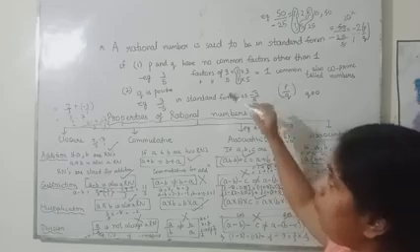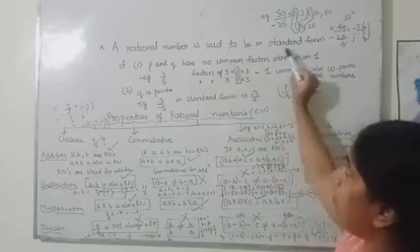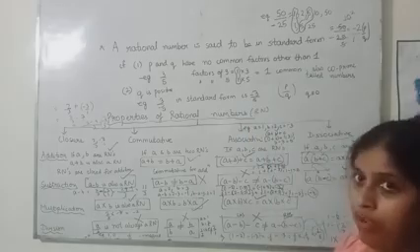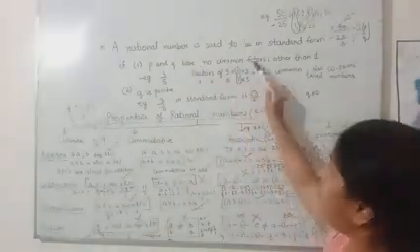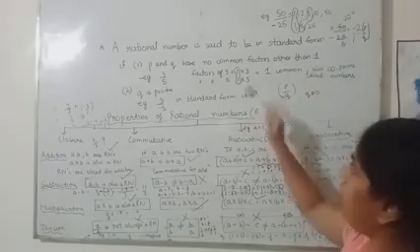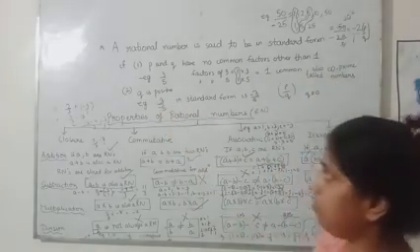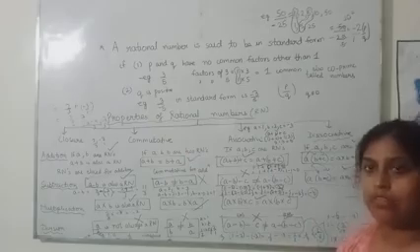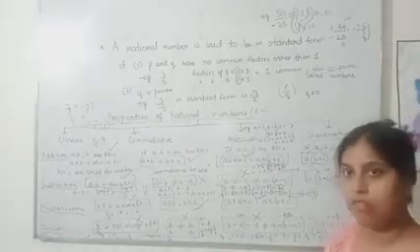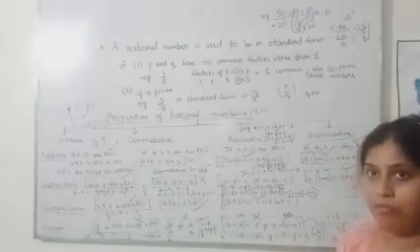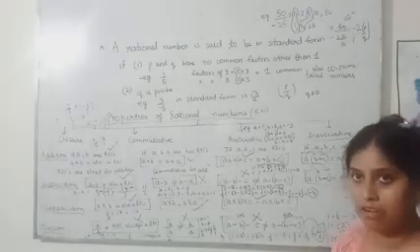Okay. So when can you say a rational number is said to be in the standard form? The first point is that p and q have no common factors other than 1, and the second point is q is positive. Then only you can say that the rational number is in the standard form.